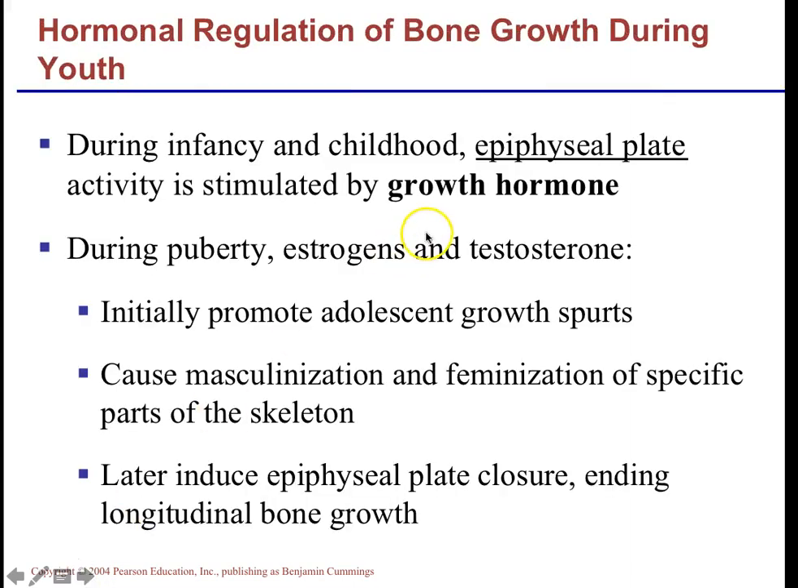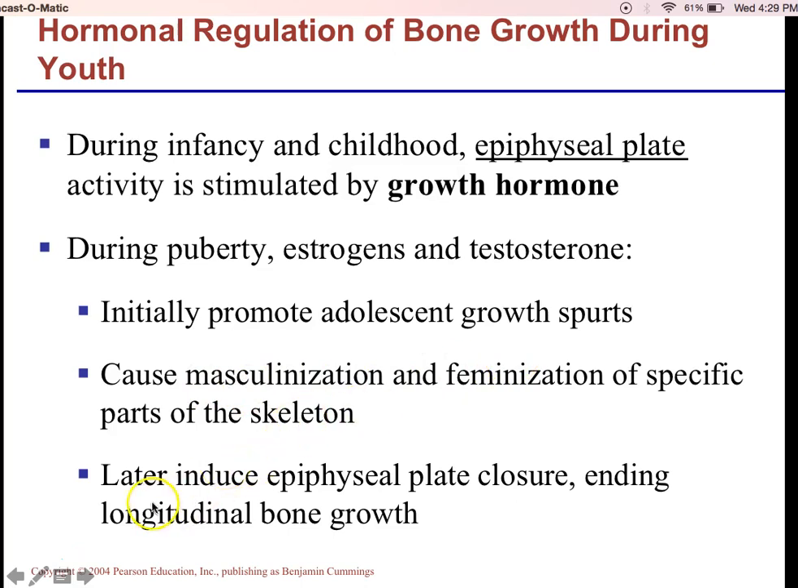All right, so here we go. Growth hormone acts at the growth plates, or the epiphyseal plates. But then what happens at puberty? At puberty, you have suddenly the production of the sex hormones, estrogen and testosterone. And when that happens, the sex hormones are going to initially promote growth spurts. It can obviously cause masculinization and feminization of specific parts of the skeleton.